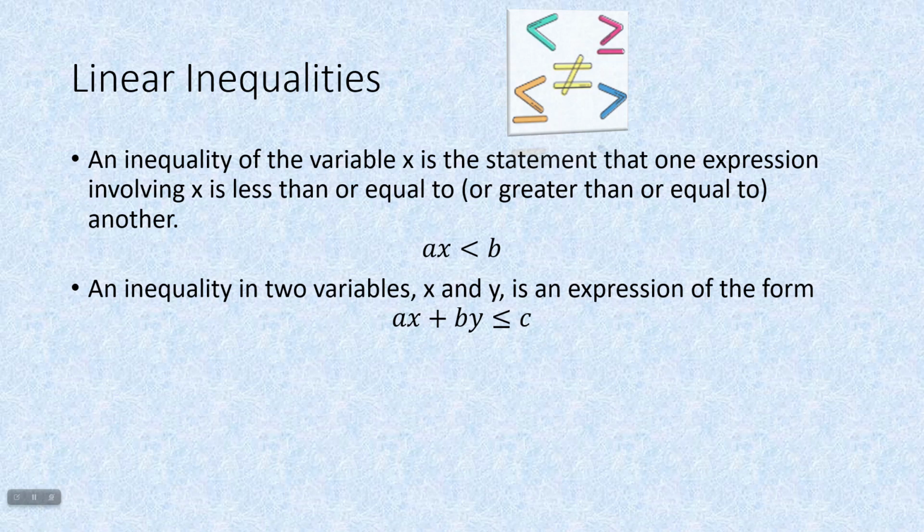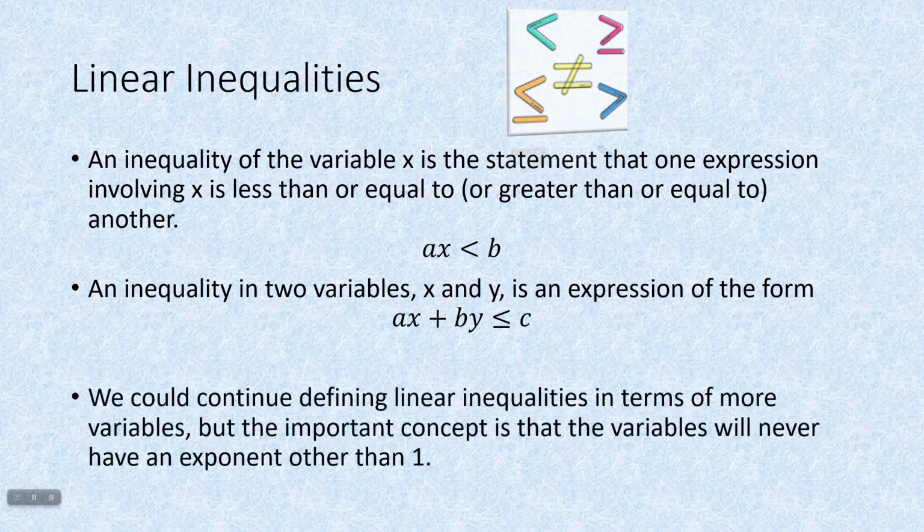We could keep adding variables, but the main part for linear is that a linear inequality, in terms of more variables, all the variables will only have an exponent of 1. We'll never see a squared on an exponent. Maybe we'll see a 49 as a coefficient. Maybe we will want to write that as 7 squared. But our variables will never have exponents other than a 1, the assumed 1, when we're talking about linear inequalities.